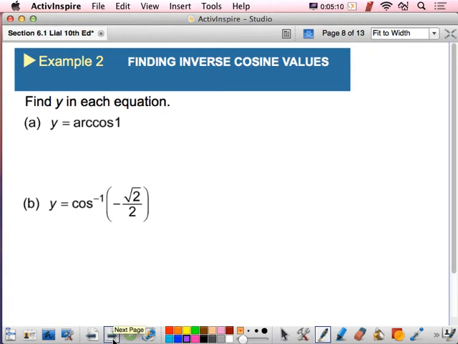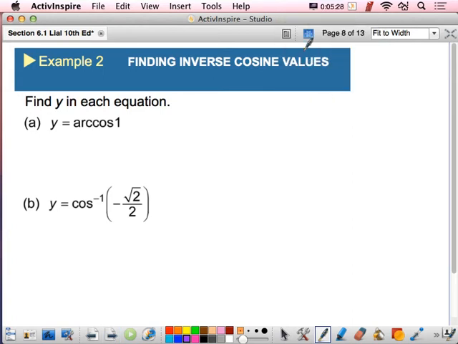Here's example 2. And I'm going to pause right here and give you a chance to try these two together. Are we in radians or degrees? Radians, because it doesn't specify and it says find y. X's and y's typically are used for radians.